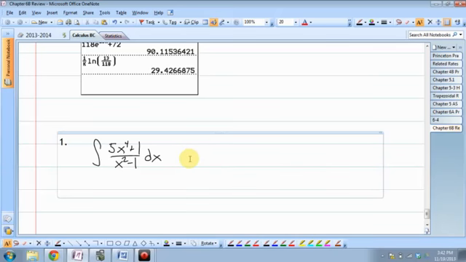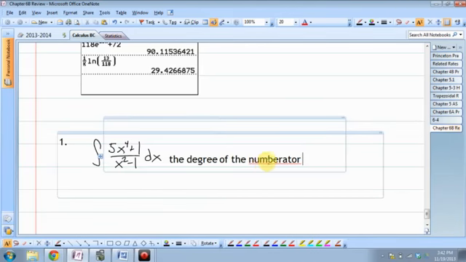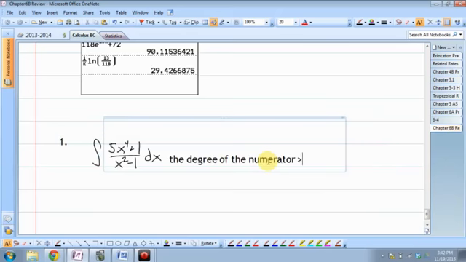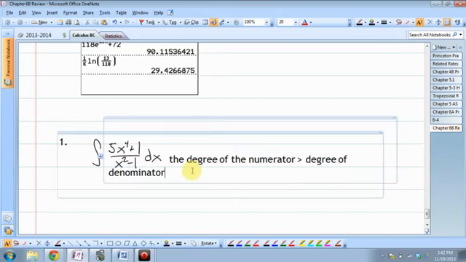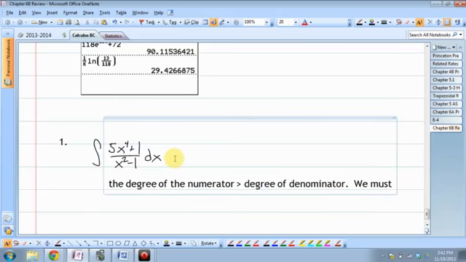If I can find a way to write this. The degree of the numerator is greater than the degree of the denominator. So that means that we must divide. Okay. So, let's do the division.